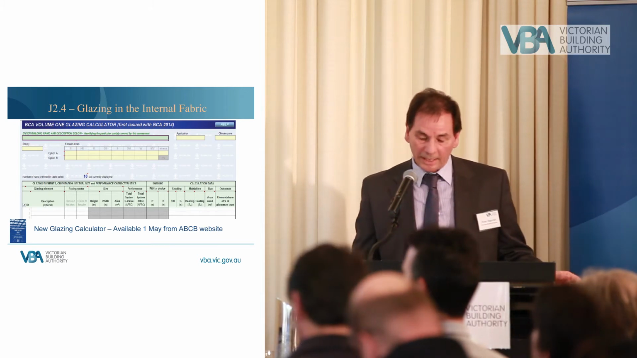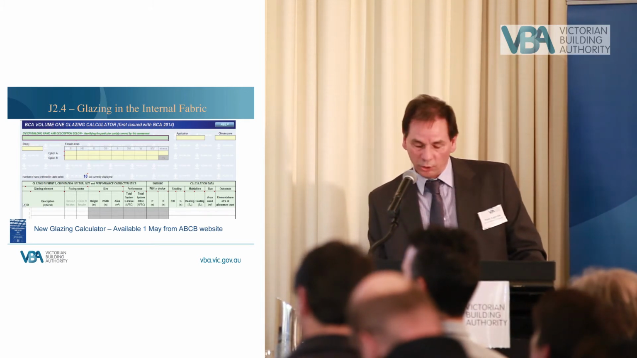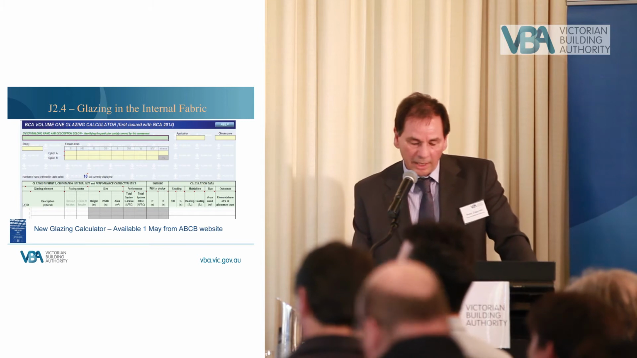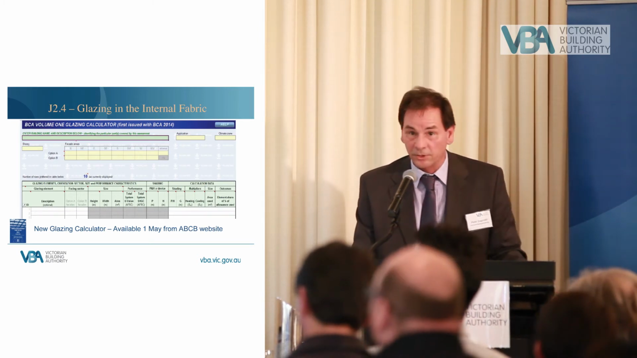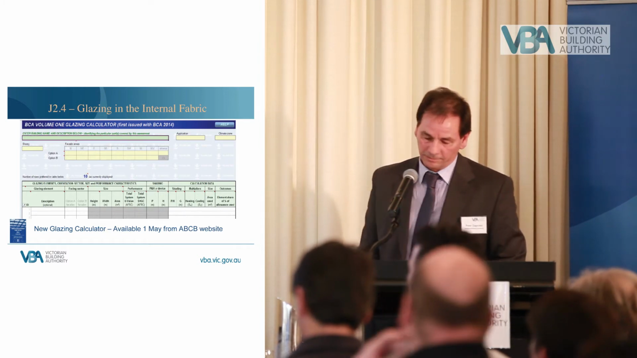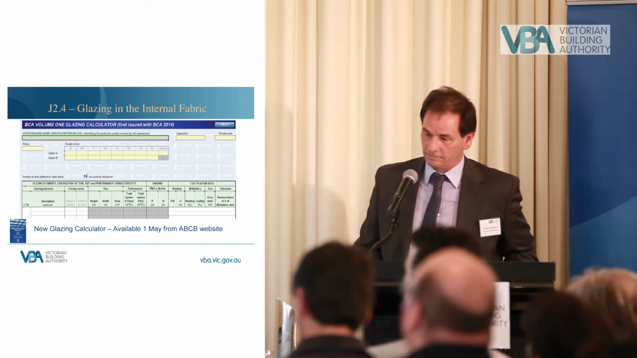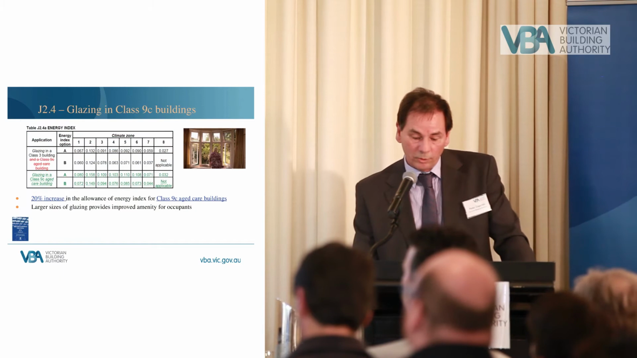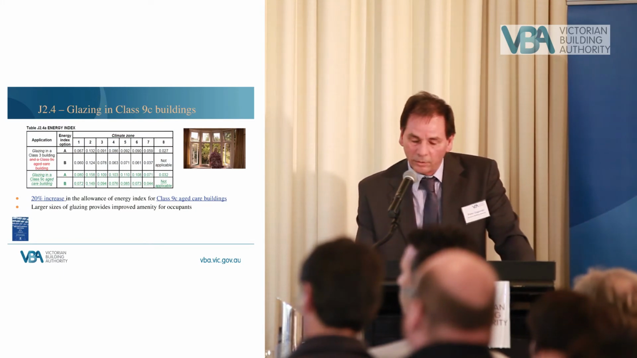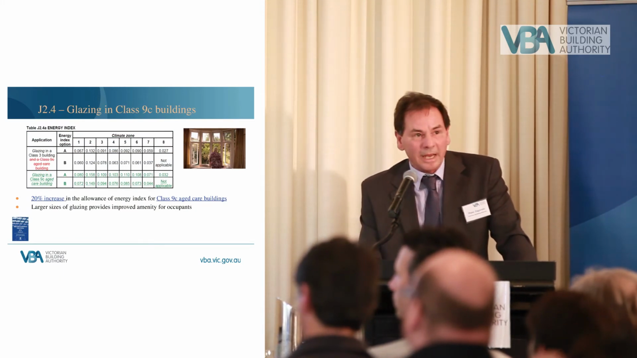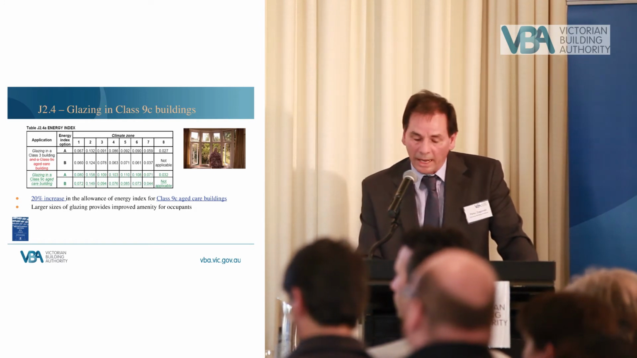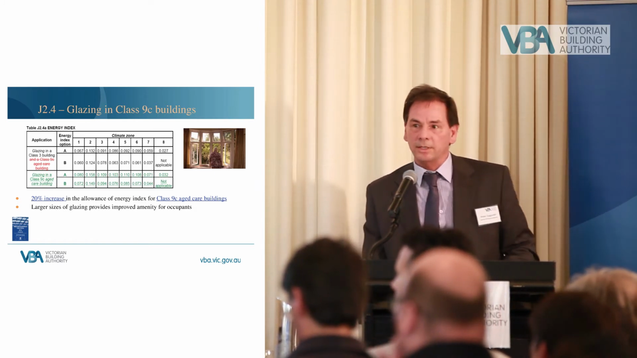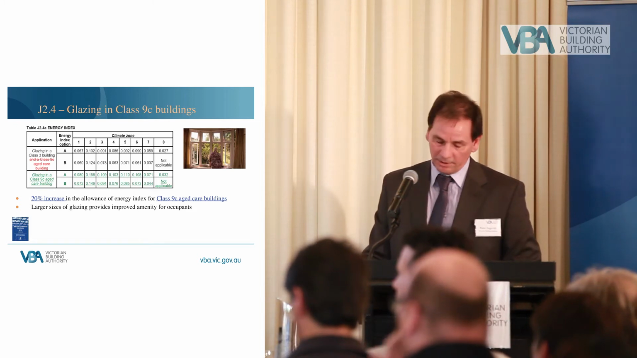The revised glazing calculator now has a new column to select if you are entering values for glazing in the internal fabric, and this is circled in red. A change to J2.4 in BCA 2014 sees amendments to the energy index values in Table J2.4a for Class 9C aged care buildings.